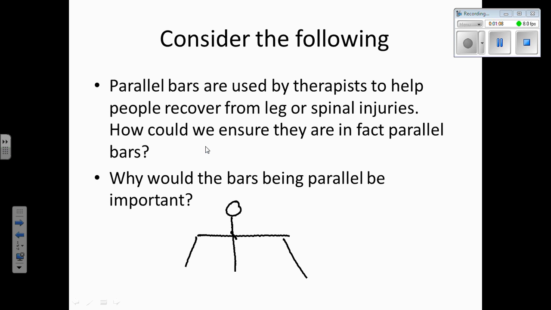So why would these be important? The bars are an even distance apart, and this allows you to, with one hand, grab one bar, and with the other hand, grab the other bar, and then kind of use your upper body so that it can help you walk again. If they weren't parallel and they were uneven or they went closer together, then this wouldn't give you the proper upper body to lower body use.